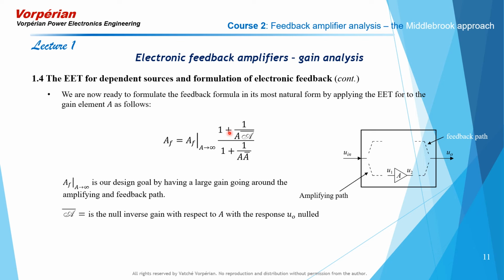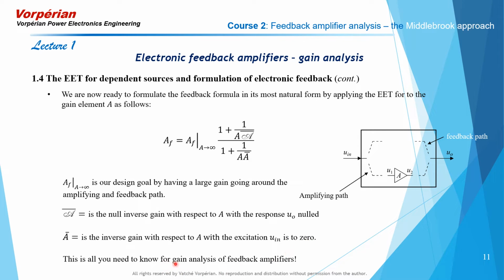In the numerator, script A bar is the null inverse gain with respect to A, the amplifying element, with the response nulled, and in the denominator, A bar is the inverse gain with respect to A, the amplifying element, with the excitation set equal to 0. And this is all you need to know for gain analysis of feedback amplifiers. This is the feedback formula for gain analysis of electronic feedback circuits. That's it. Nothing else.